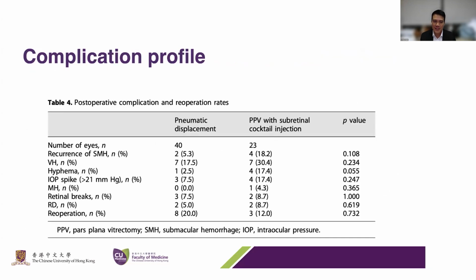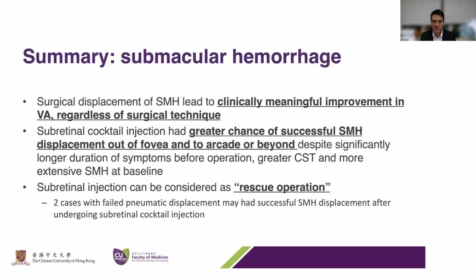And other than macular hole, the rest of the complications profile were comparable between the two groups. So in summary, surgical displacement of submacular hemorrhage, no matter whether you choose pneumatic displacement or subretinal injections, can lead to clinically meaningful improvement in visual acuity. But subretinal cocktail injections had a greater chance of successful submacular hemorrhage displacement.